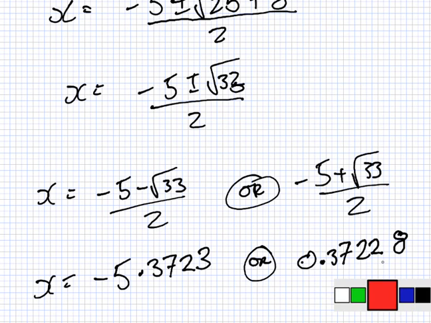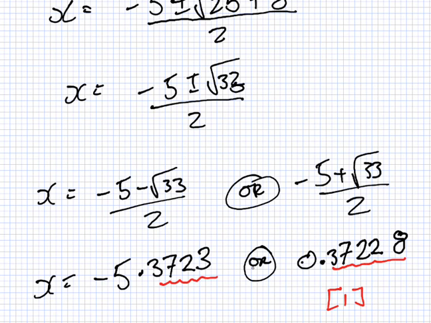In the exam, there is 1 mark for the correct rounding off. You got 1 mark for doing this part correctly. You got 1 mark for correctly rounding off, going from here to here. That's 1 mark in the exam.